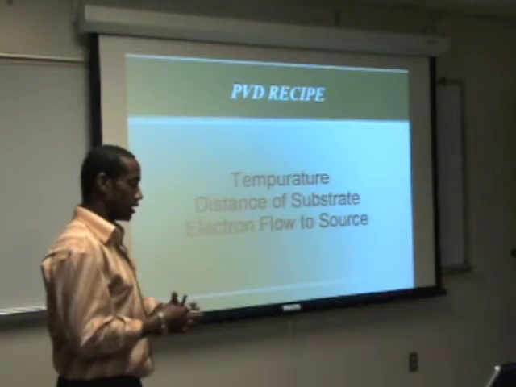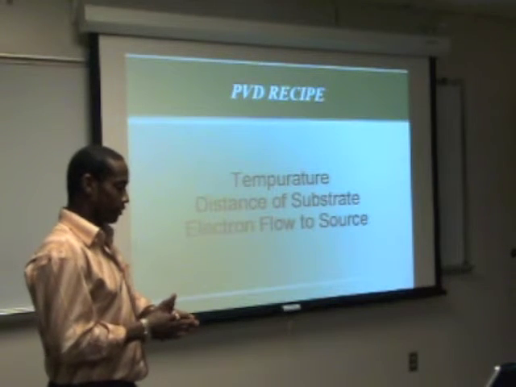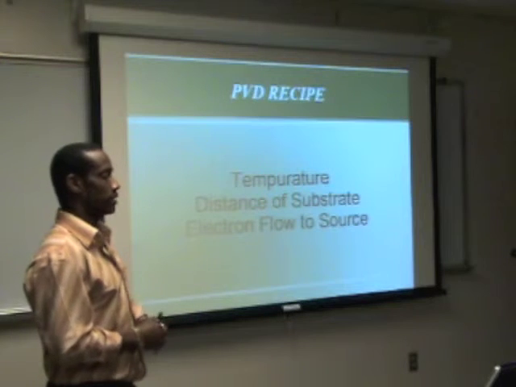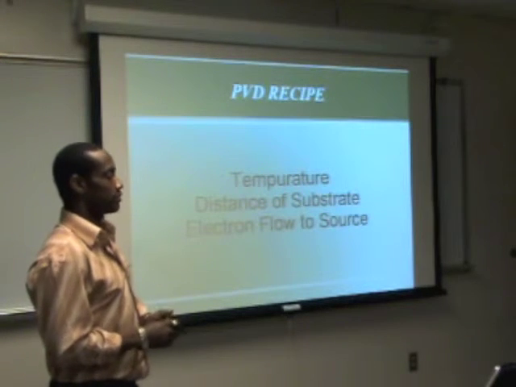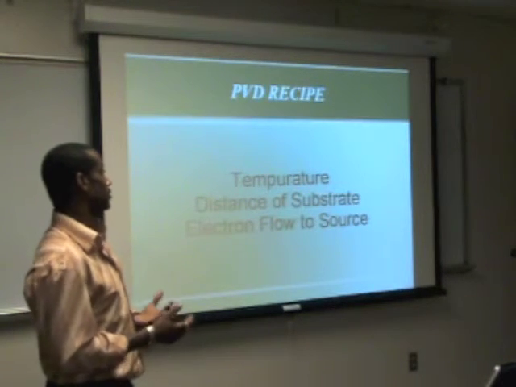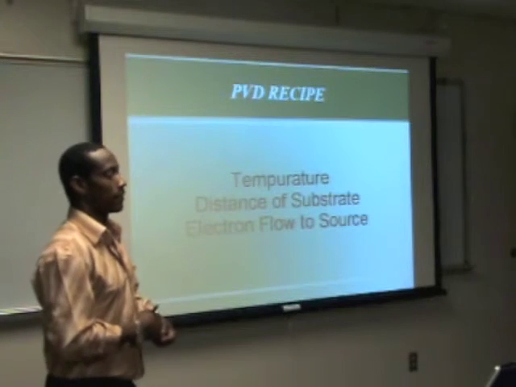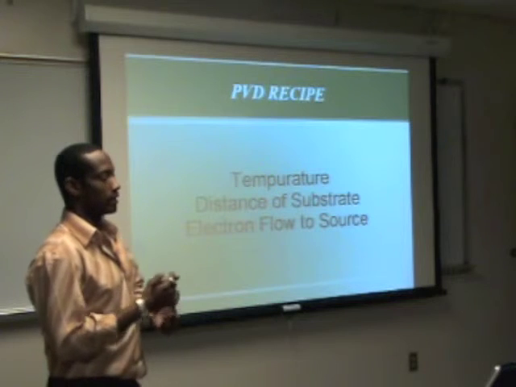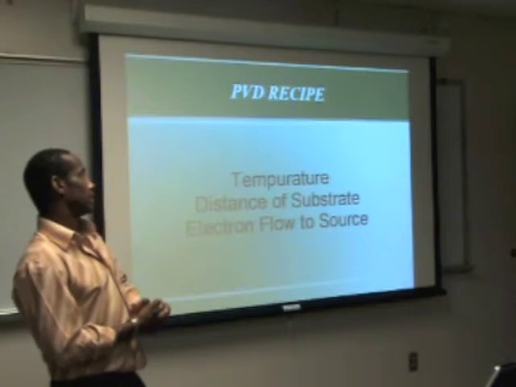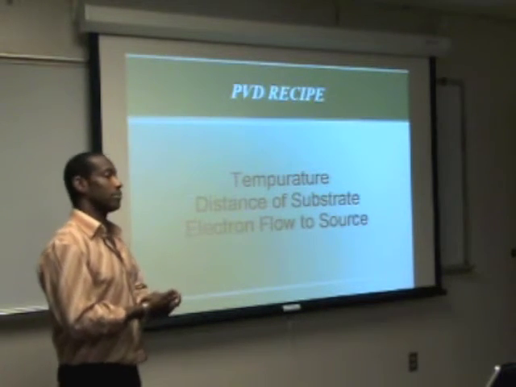At the end of the day, the main thing we're trying to do is produce our thin film couple. There are only certain variables that we can control. We can control the temperature, we can control the distance of our substrate, and we control our electron flow to our source. And they call this our PVD recipe.